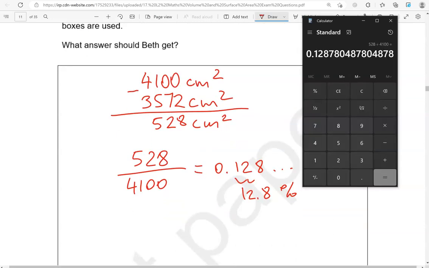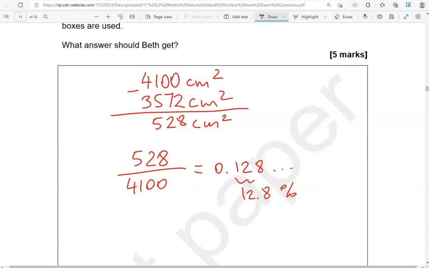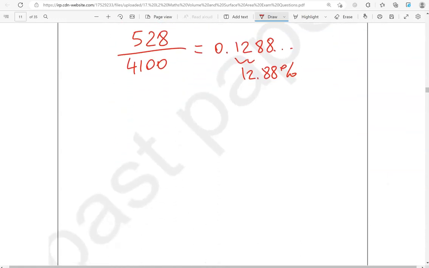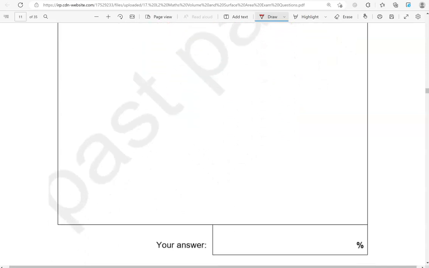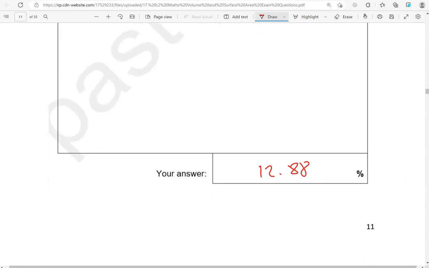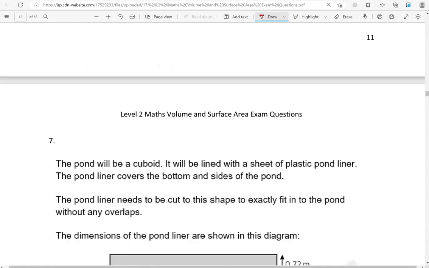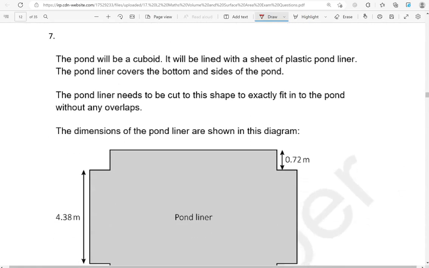It was 8, so 8.7. So we could do 8 here, so you can say 12.88%. Just added the last digit, rounded it to 2 decimal places for the percentage. So 12.88%. But even if you said 12.9% or 13% after showing the full working out as we did, should be absolutely fine.